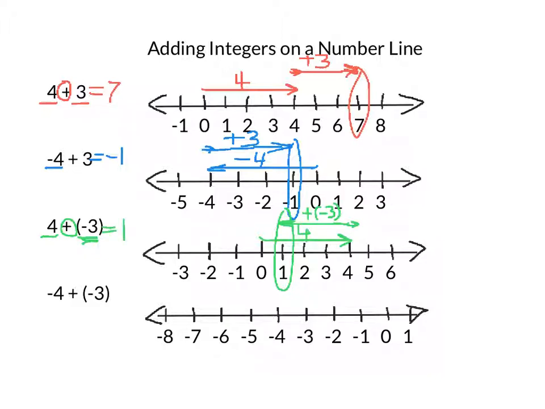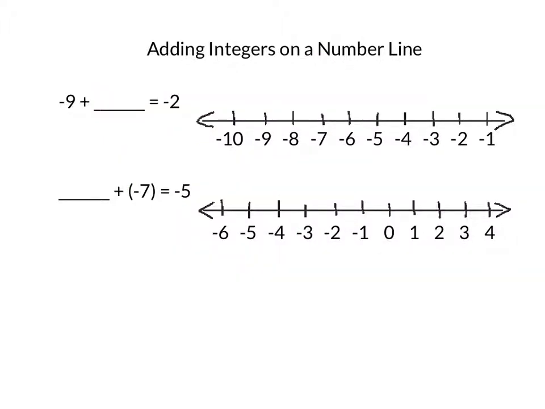Finally, we start out at negative 4. So from 0 to negative 4, we draw the arrow, we write negative 4. Plus means we're facing right. But then, since it's negative 3, we walk backwards. 1, 2, 3. And again, we write above it plus negative 3. But we end up at negative 7. So negative 4 plus negative 3 equals negative 7.